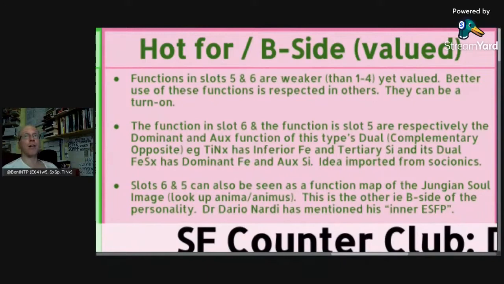So slots, functions in slots 5 and 6 are weaker than 1 to 4, yet valued. Better use of these functions is respected in others. They can be a turn-on, especially SE in INTJ. But it's the kind of cool, stylish, calm under pressure kind of SE that ESFP is more likely to be. In fact, there's a way to show how INTJ is turned on by SE by listening to this and how Dario describes it.